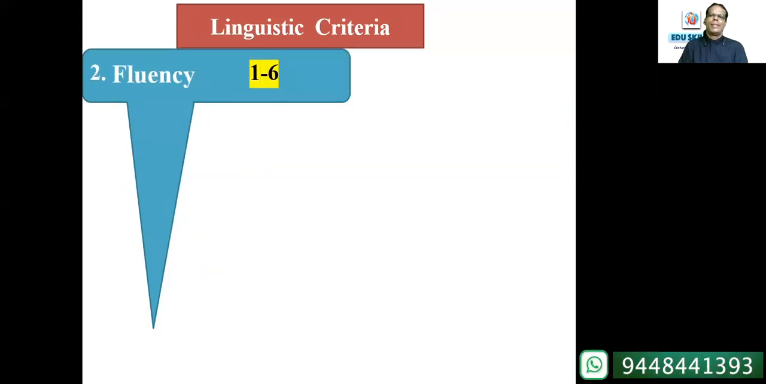Yes. The second aspect in the linguistic criteria is fluency. What I'm telling you, unless you know what is being assessed, you will not be able to tackle those things. And later I'll also let you know how to assess your own speaking. Record your speaking and assess it under these aspects. These are the criteria. Each criterion will be assessed.